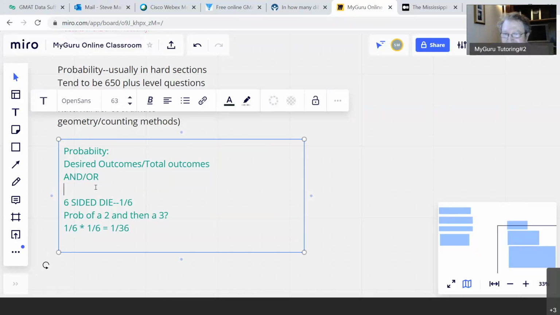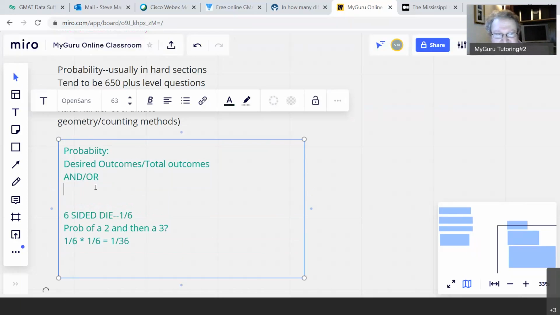Now, I'm starting at the basics, so this stuff may be completely straightforward to all of you. We're going to move up to more advanced stuff in a minute. So "and" is multiply, "or" is add. All right, straightforward.